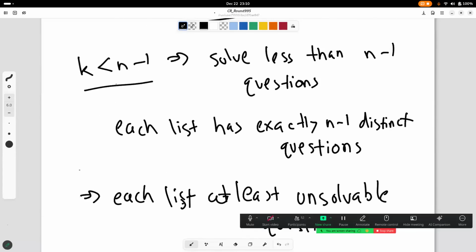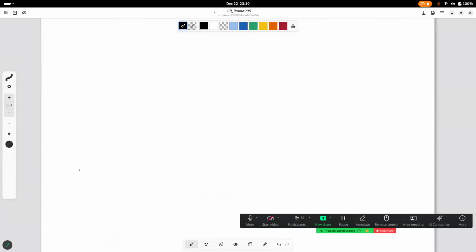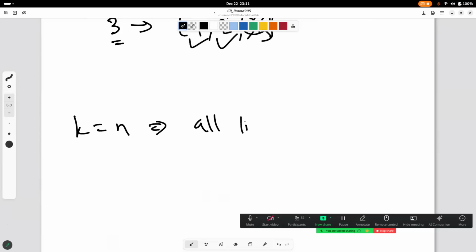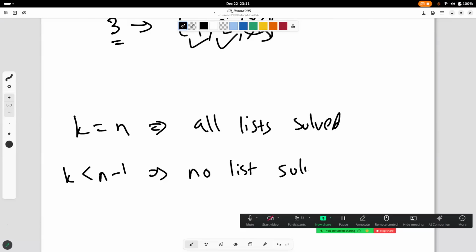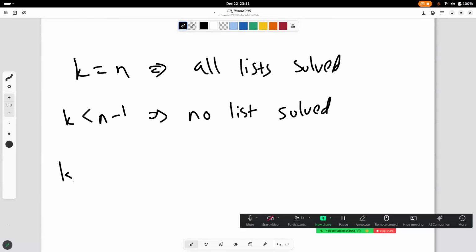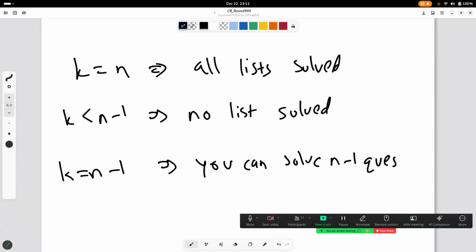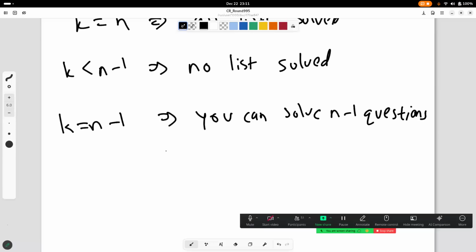So in this case, k is strictly less than n minus 1. So k equal to n, all lists can be solved. If k is less than n minus 1, then no list can be solved. What happens when k equal to n minus 1? Well, you can solve exactly n minus 1 questions.